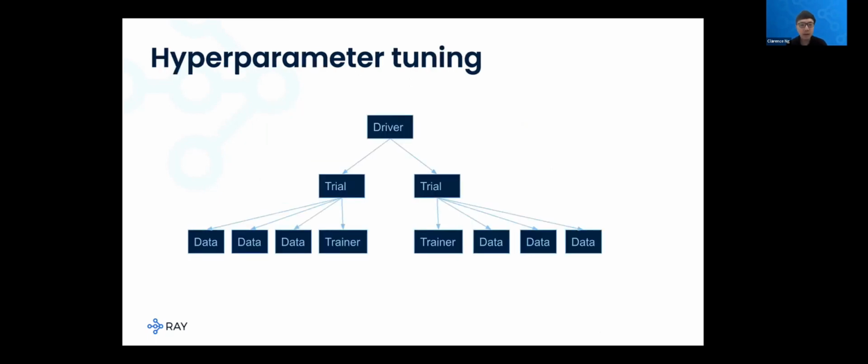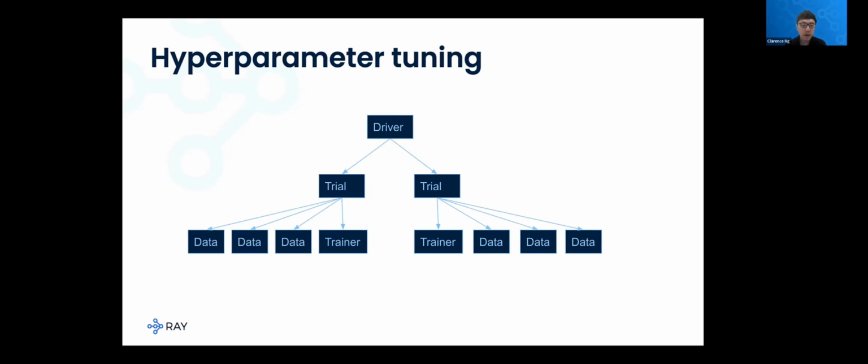So to illustrate this policy in action, we'll use a real workload. In this case, hyperparameter tuning. Here, we run 2 trials in parallel to tune, let's say, a machine learning model using Ray Air. And to recap, Air stands for AI Runtime, which is the Ray toolkit for ML applications.